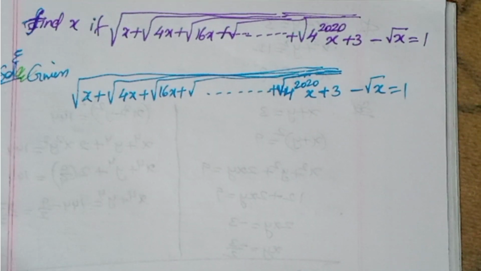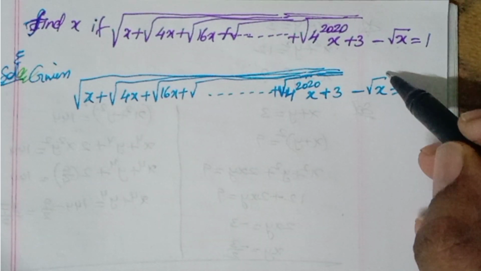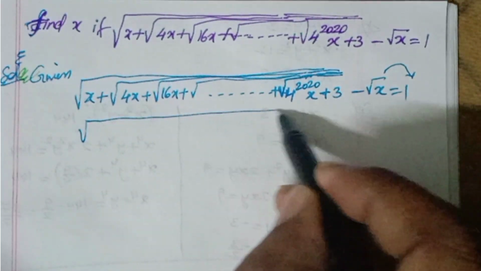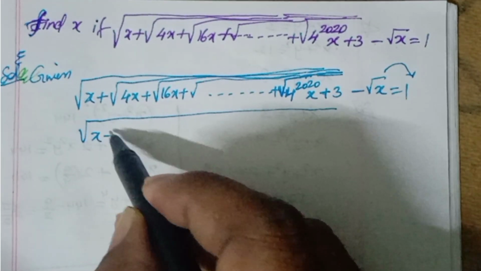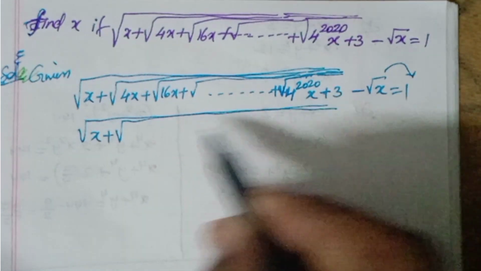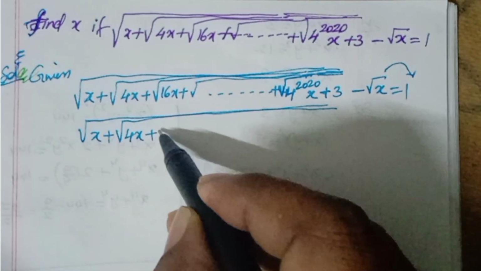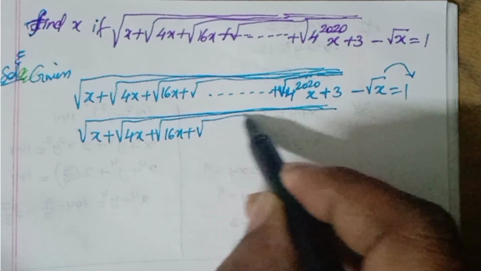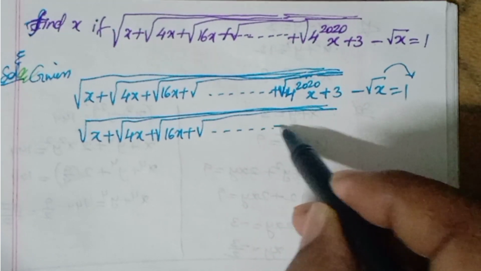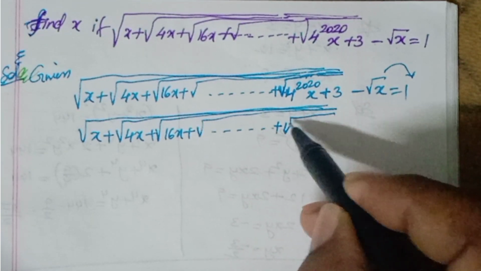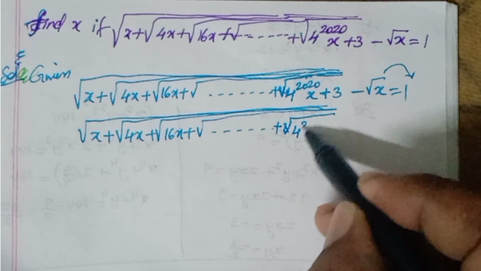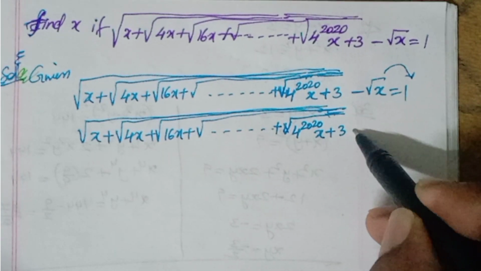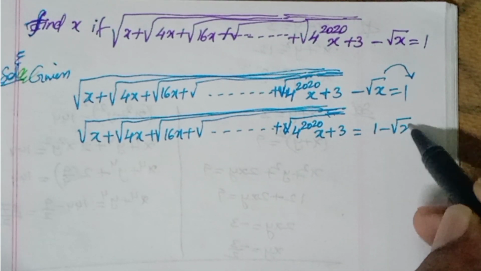So this has one very simple logic. First, send root x to this side. So what will we get? Root of x plus root of 4x plus root of 16x plus and so on plus root of 4 to the power of 2020 x plus 3 is equal to 1 minus root x.